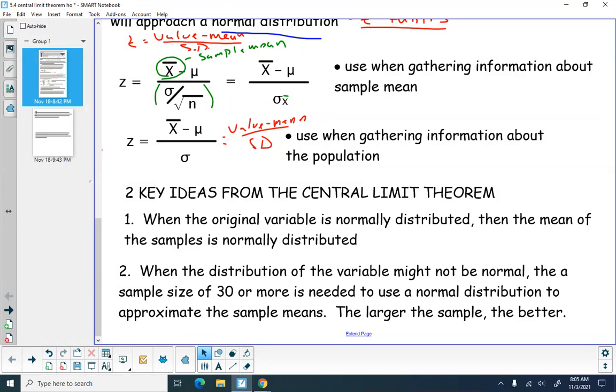When the original variable is normally distributed, then the mean of the sample means will be normally distributed. And when the distribution of a variable might not be normal, a sample size of 30 or more is needed to get a normal distribution to approximate the sample means. The larger, the better.